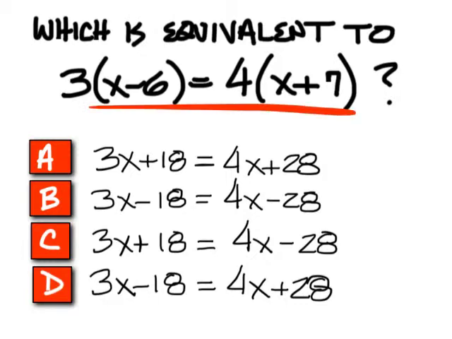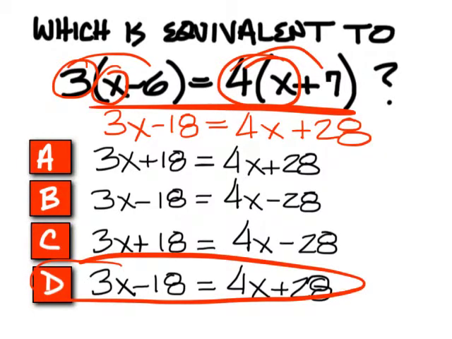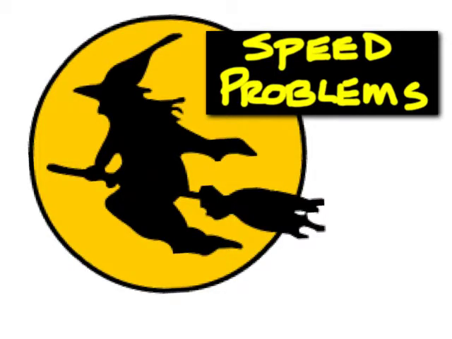To find what's equivalent to this, you must multiply 3 by x to get 3x, and 3 times minus 6 is minus 18. 4 times x is 4x. 4 times plus 7 is plus 28. Therefore, D is the answer.